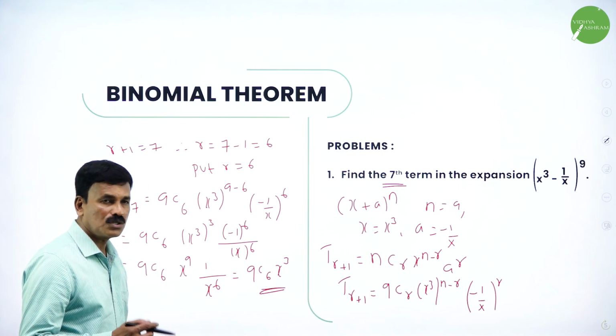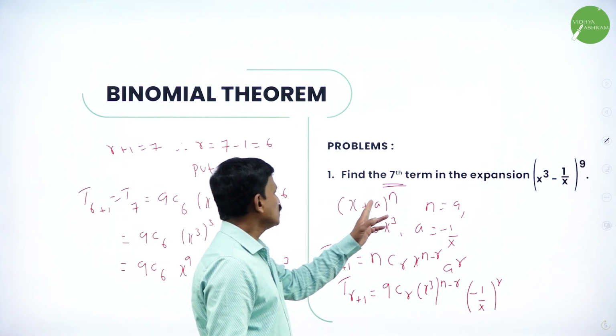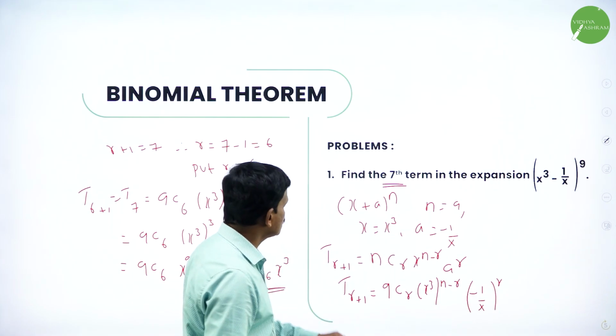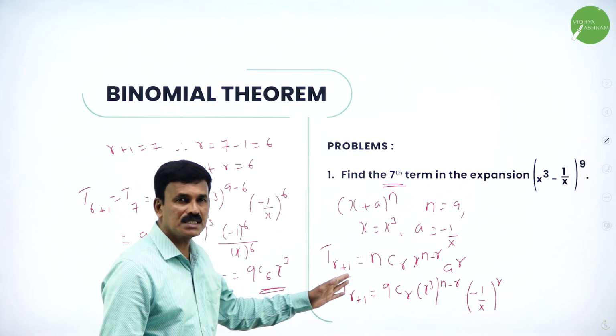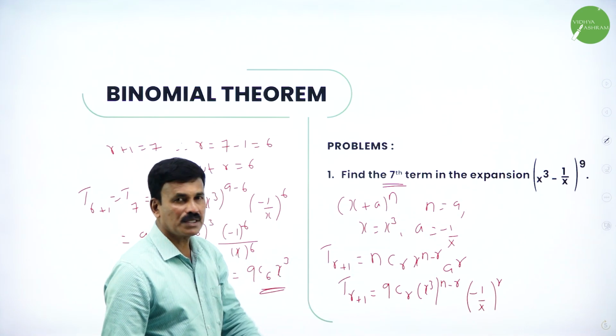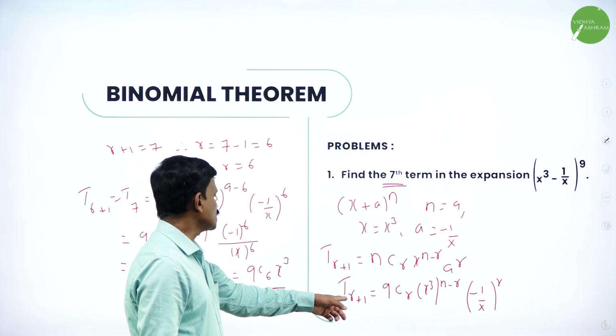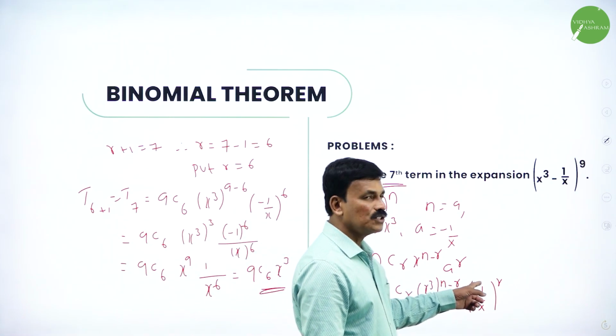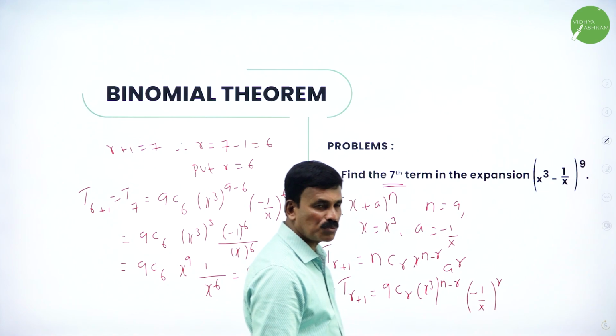That's it. See here, just compare this: n is equal to 9, x is equal to x^3, a is equal to -1/x. Substitute in this formula, nCr x^(n-r) a^r. T(r+1) is equal to 9Cr (x^3)^(n-r) into (-1/x)^r.